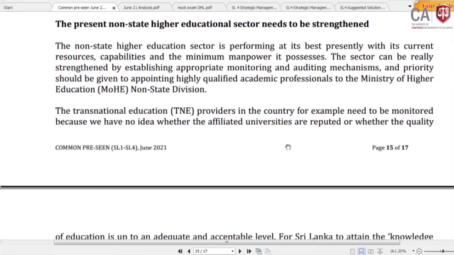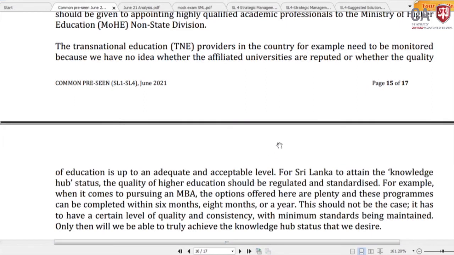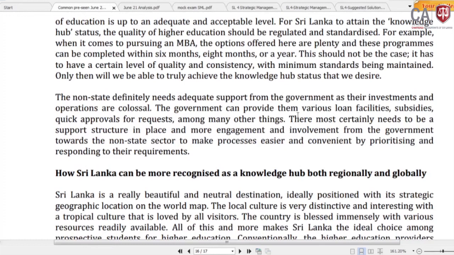The present non-state higher education sector needs to be strengthened. So you want to establish an appropriate monitoring and auditing mechanism. For example, transnational education providers in the country need to be monitored because we have no idea whether the affiliated universities are reputed or whether the quality of education is up to an adequate and acceptable level. If Sri Lanka wants to become a knowledge hub, the quality of higher education should be regulated and standardized.